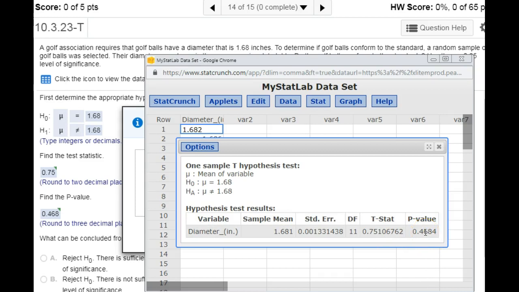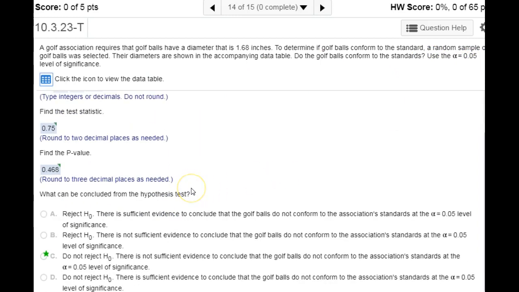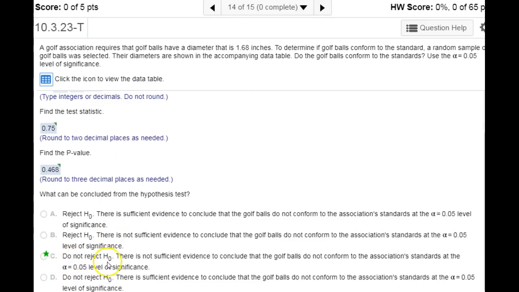And so if this is greater than alpha, we will not reject the null, and if it's less than alpha, we will. So let's check what alpha, our significance level, is. It's 0.05. This is much bigger than that, so we do not have enough evidence to reject the null hypothesis. And in terms of our story problem, rejecting the null would have meant that we accept the alternative that these golf balls do not conform to the standards, and we don't have enough evidence to do that. And so we do not reject the null; there's not sufficient evidence to conclude that the golf balls do not conform to the association standards.